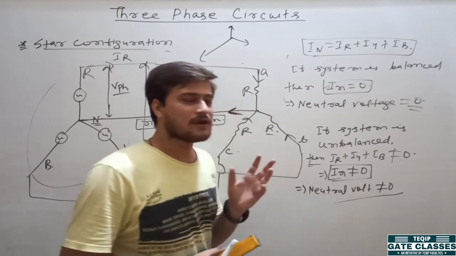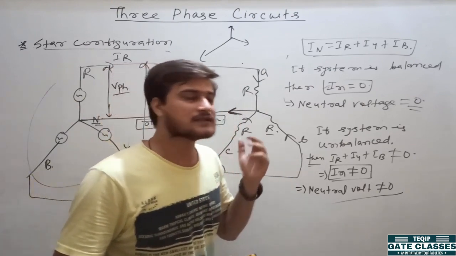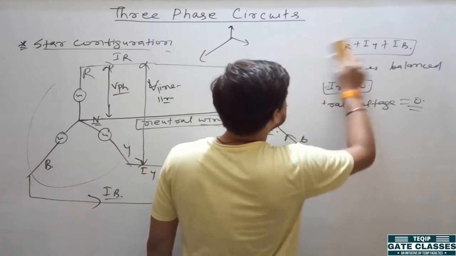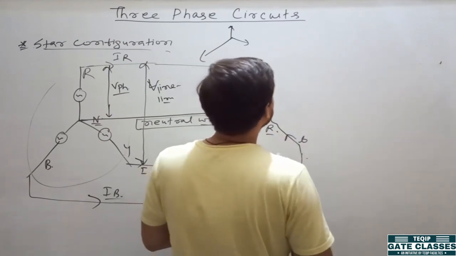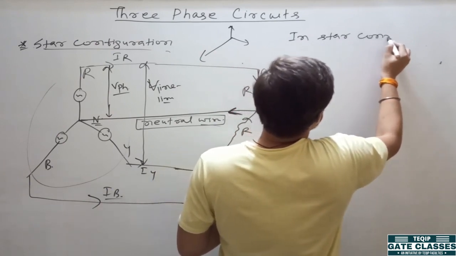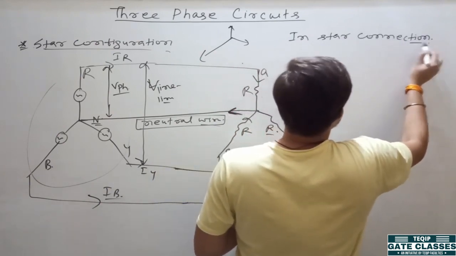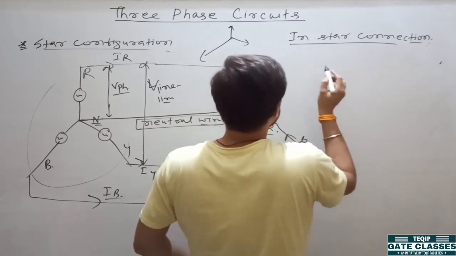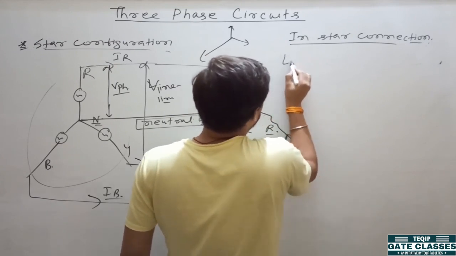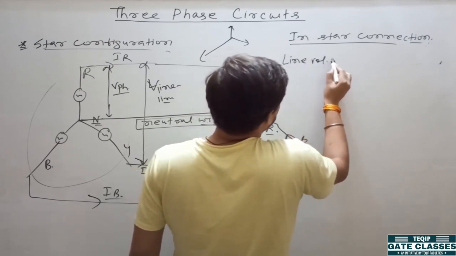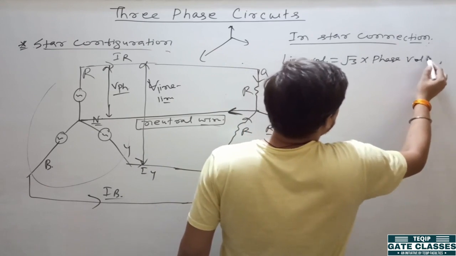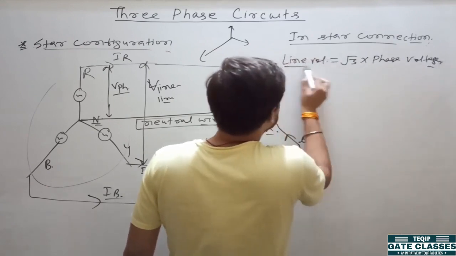Now, what is the relation between phase voltage and line voltage in a star connection? If you write the relation, then you will see that line voltage is equal to √3 into phase voltage. √3 into phase voltage. Clear?